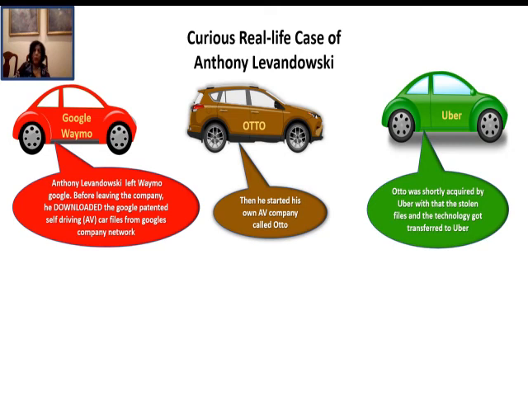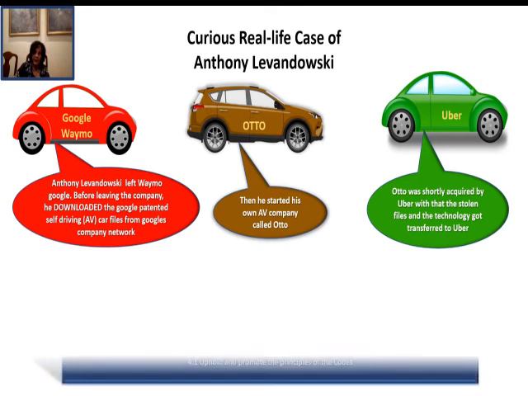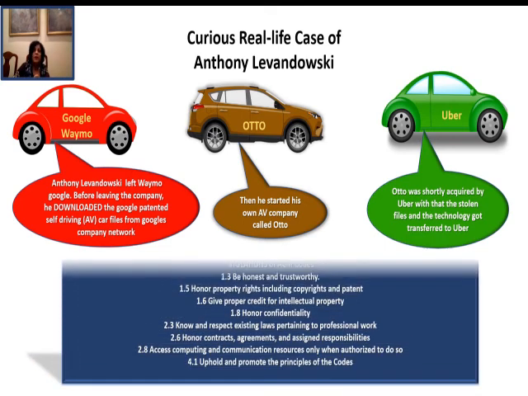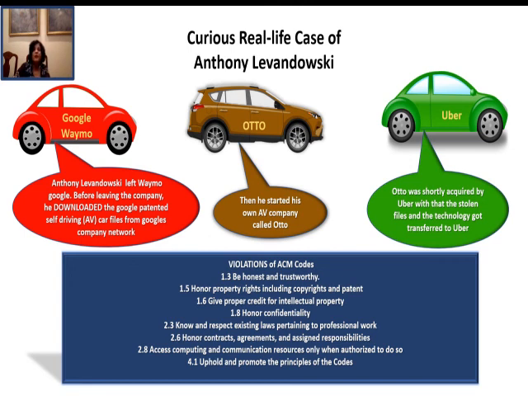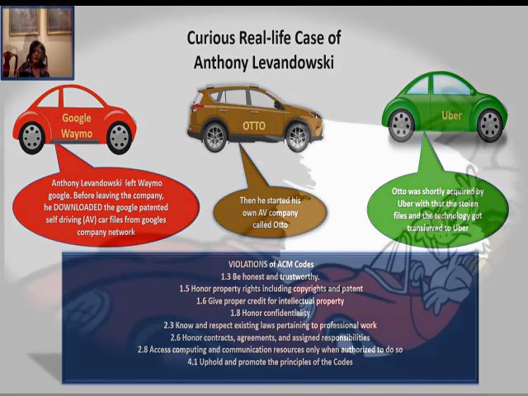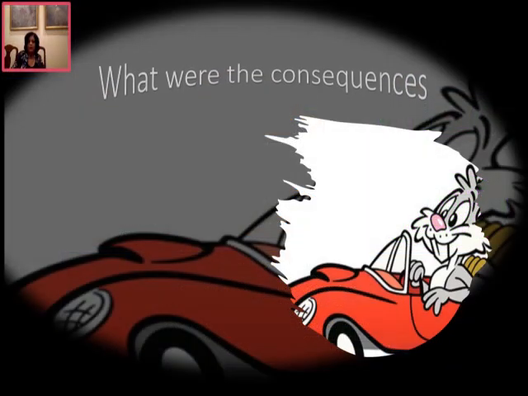Now, what are the ACM codes that were violated? Oh, there are so many. Lewandowski failed to be honest and trustworthy, did not respect property rights and copyrights, and failed at honoring confidentiality and contracts. He used unauthorized access to illegally download the files, and most importantly, he failed to uphold the principles of the ACM codes. So, what were the consequences?